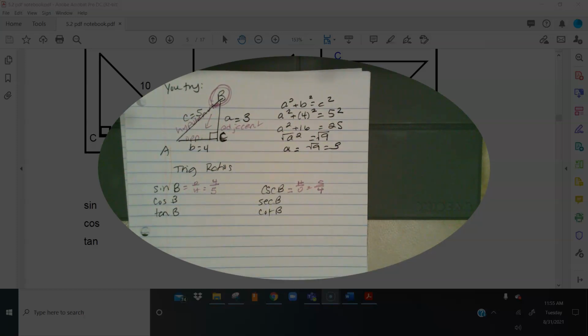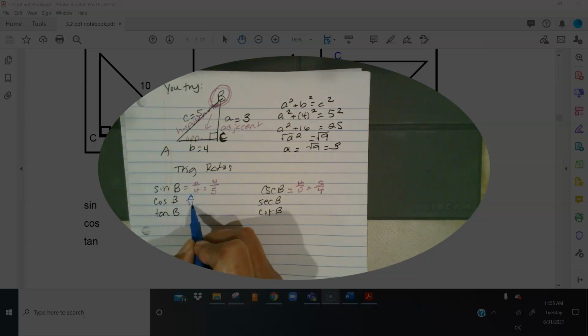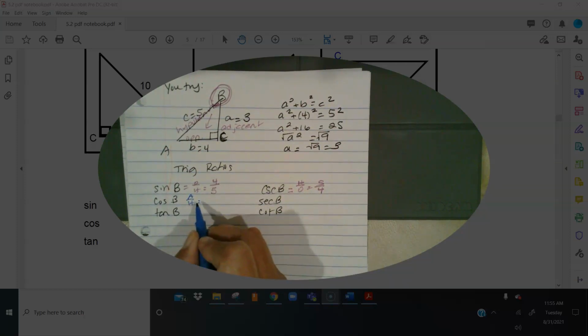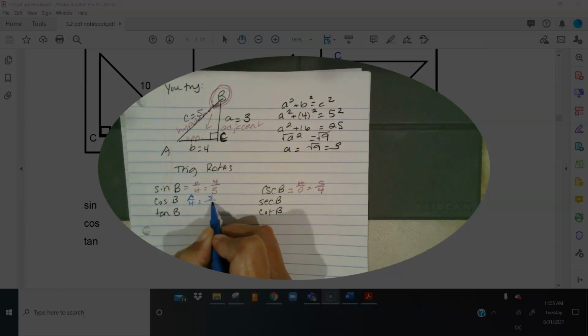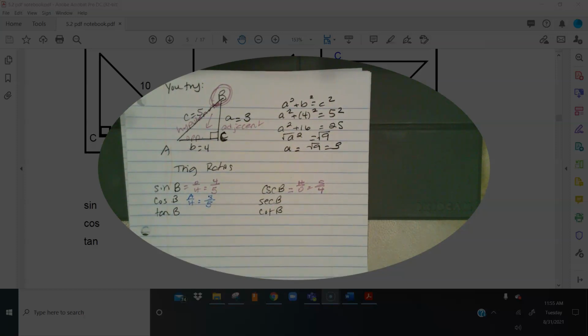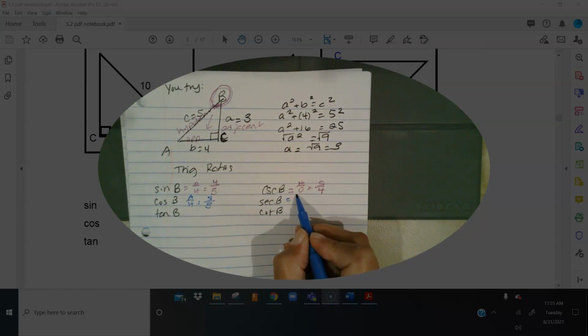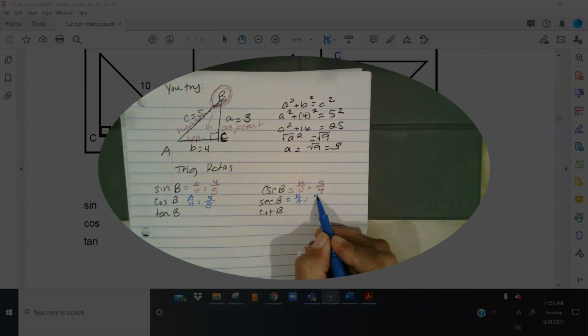We can repeat the process for cosine, this time looking for the adjacent side over the hypotenuse. The adjacent side is 3, the hypotenuse is still 5, so 3/5 is the cosine ratio for B. Secant is hypotenuse over adjacent, or the reciprocal, which is 5 over 3.